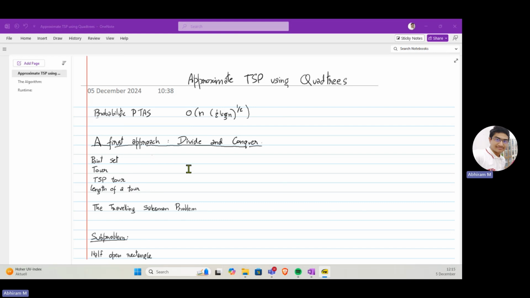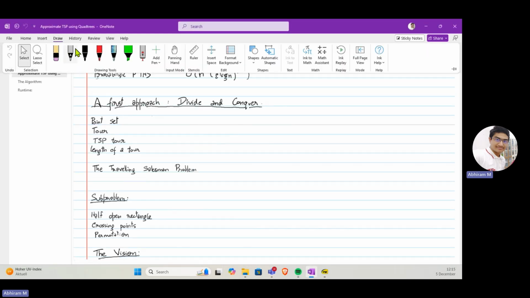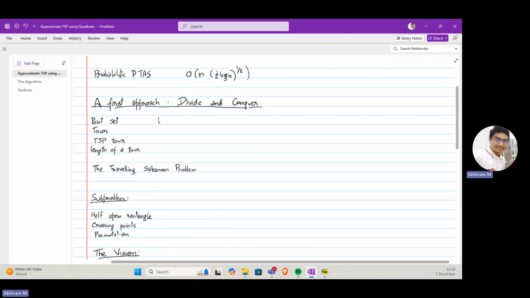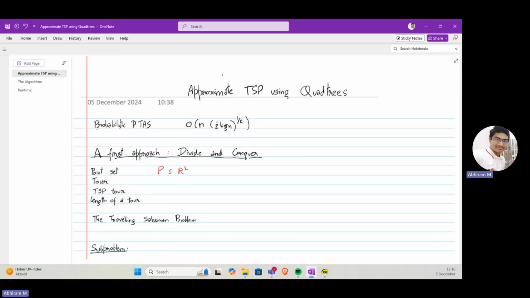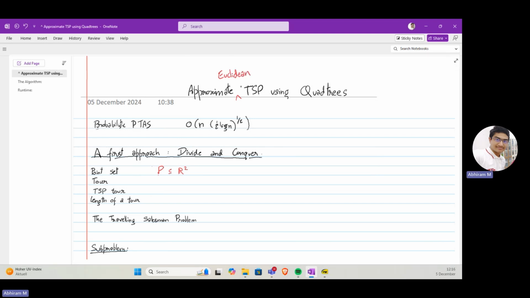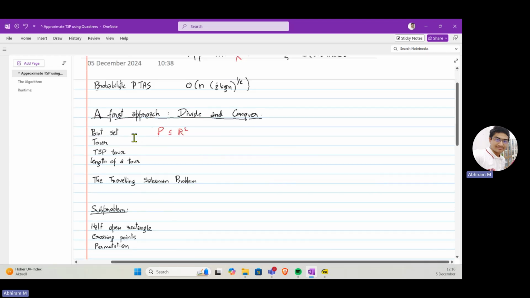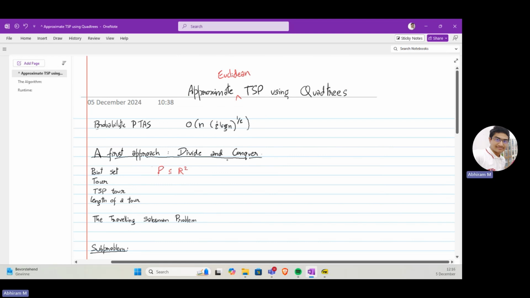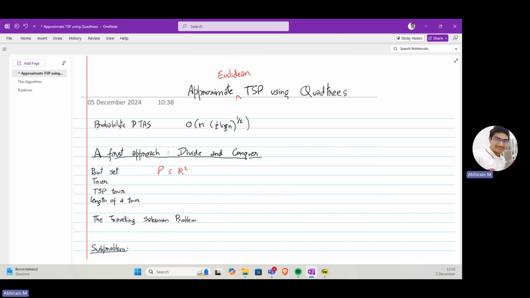So let us begin, and I'll start with some definitions used in this algorithm. First, a point set is just a collection of points. It will usually be depicted as capital P, and it's going to be a subset of R square. It's important to note that here we are dealing with the Euclidean traveling salesman problem. So all these points are in R square, the real plane, and we're going to be looking at a tour in the real plane. So what is a tour in the real plane?